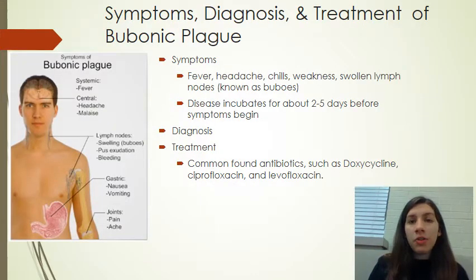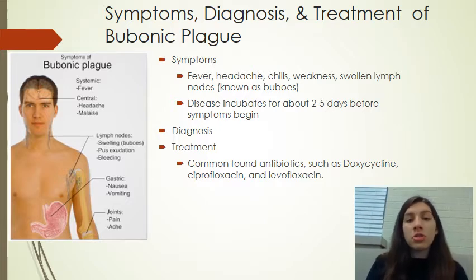Now, symptoms of bubonic plague are things such as fevers, headaches, chills, weakness, and most importantly, the swollen lymph node, which is known as the buboes.